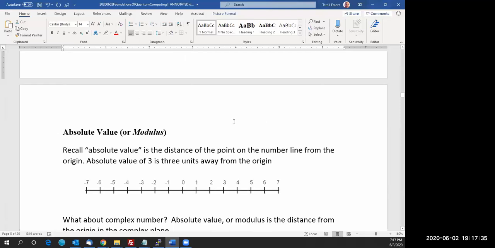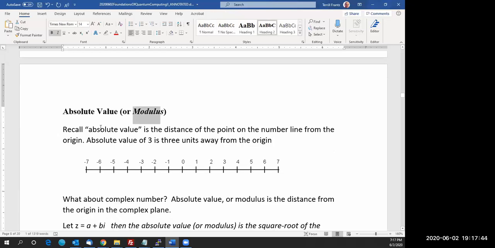Now, the absolute value of a complex number, sometimes referred to as the modulus, is essentially just like the absolute value that we're accustomed to on our regular number line. If I was on this point in a regular real number and I said the absolute value of 3, it is the distance from 0, which is the origin here, which is 3. Just like here, if I had minus 3, the absolute value of minus 3 is 3 units away from the origin.